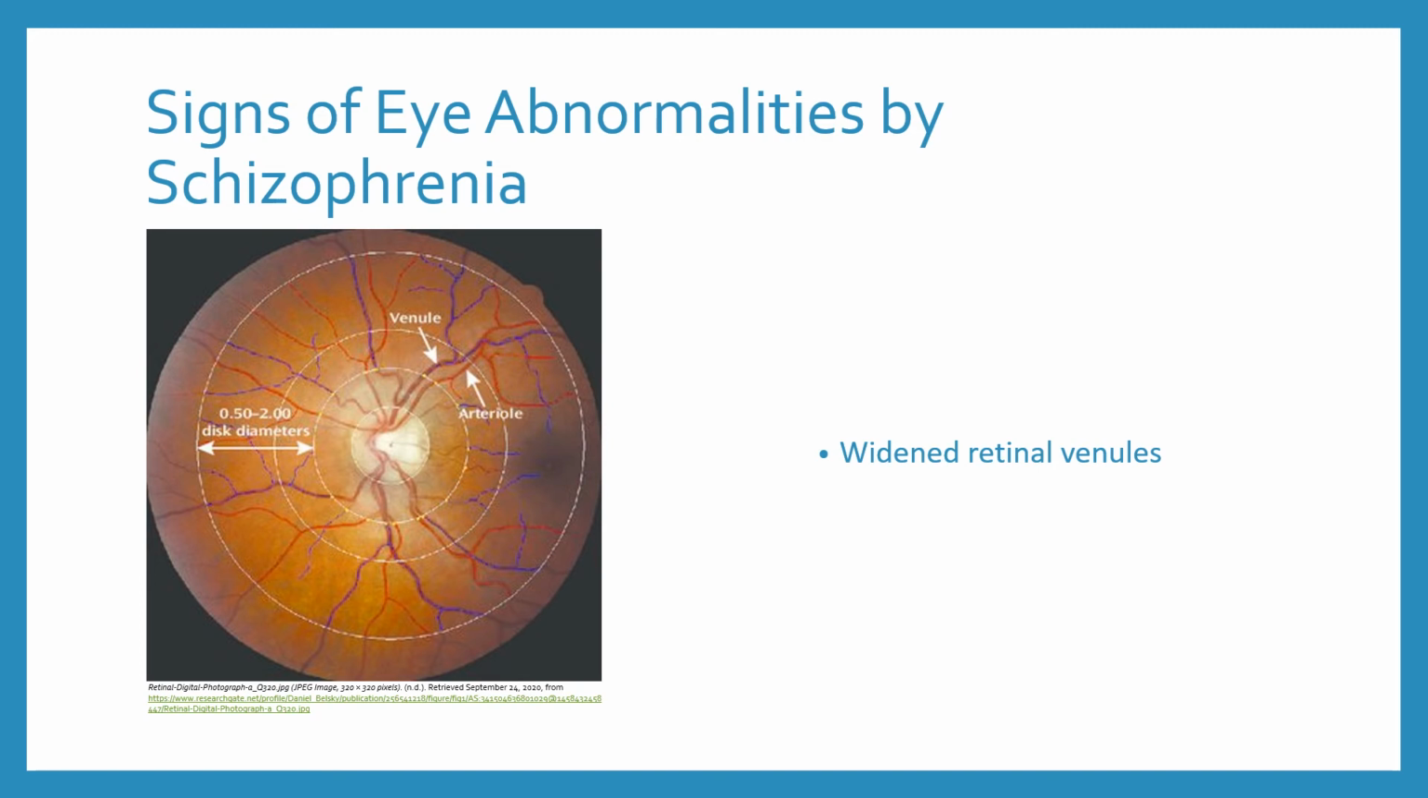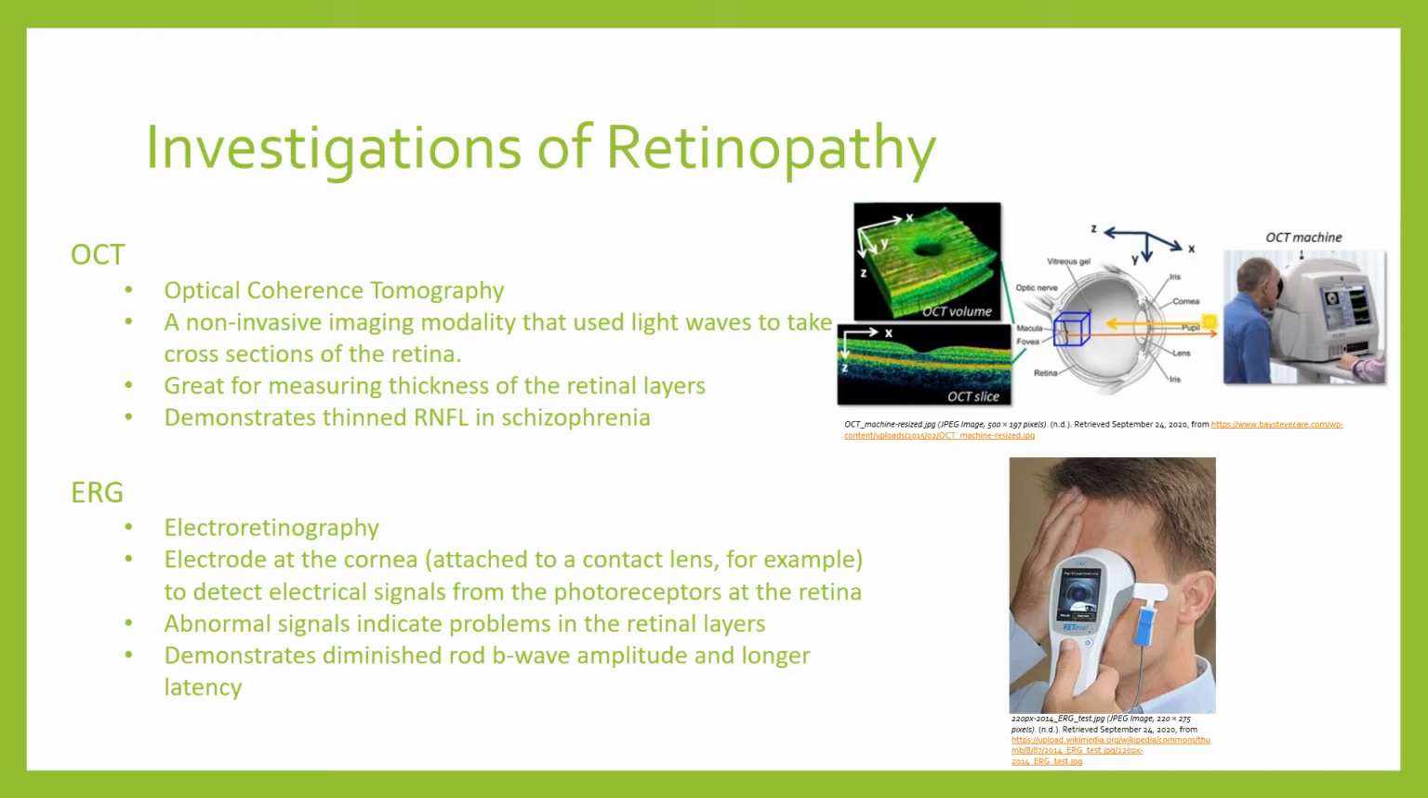So they will look abnormally larger and wider. So what I've described so far, the symptoms and signs of retinopathy and eye movement abnormalities, sound very qualitative, shall we say. You're probably wondering if there are ways to quantify these findings, and there are some investigations that can be done in terms of retinopathy. We'll introduce the OCT and the ERG.